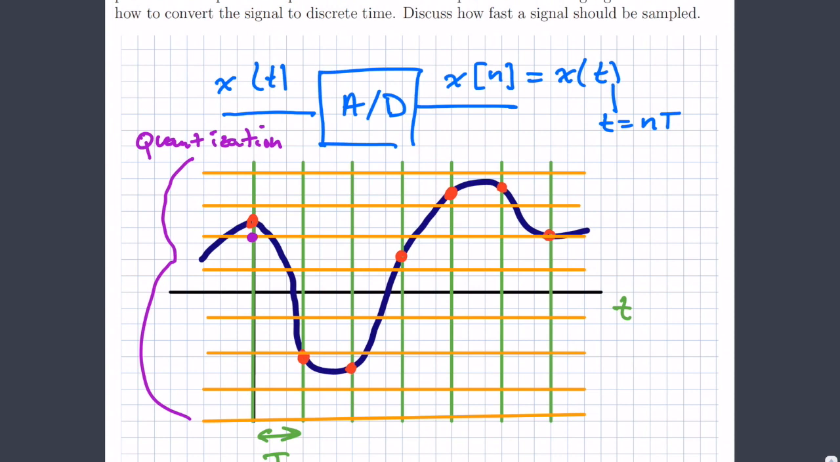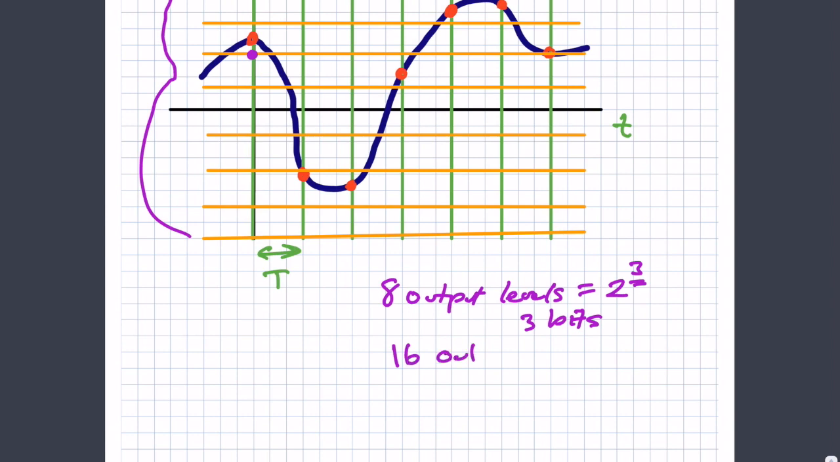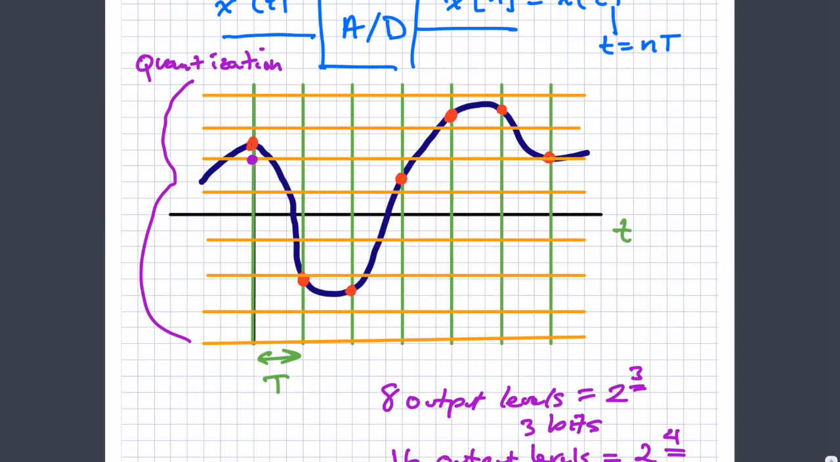In this particular case, I have 8 output levels, which is equal to 2 to the 3, so 3 bits. If I had 16 output levels, how many bits would that be? 2 to the 4th, so it would be 4 bits. Generally we have a lot of levels. It's not unusual to have 16 bits, so that'd be 65,000-ish levels. By the time you get that many levels, the quantization error is really pretty small. Finishing this off, you choose the closest point on the grid at every time sample.